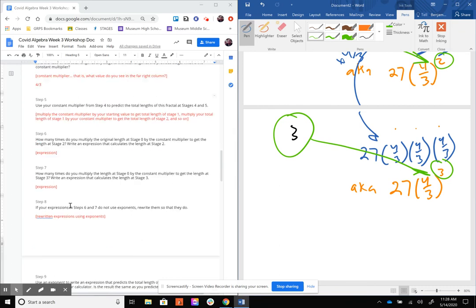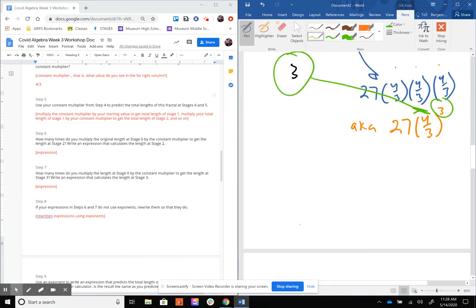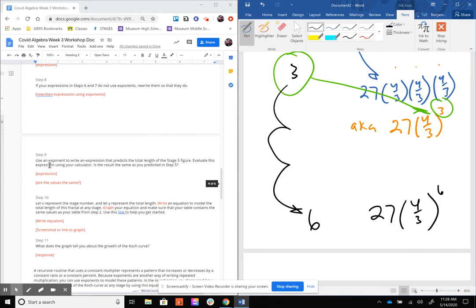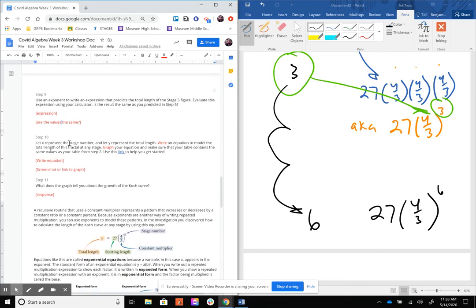So when we see something like step 7 or step 8, we can rewrite those exponents. So if I wanted to skip all the way down to, let's say, stage 6, I know that I can rewrite that as 27 times 4/3 to the 6th power, and then I can evaluate that. So we've got our expression. Are the values the same? You can go through that.